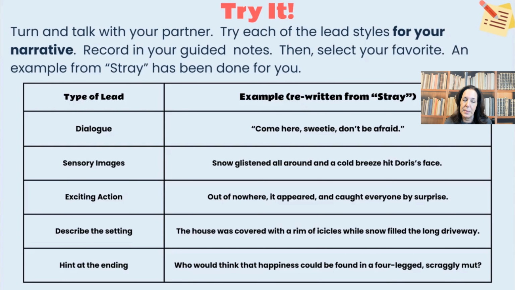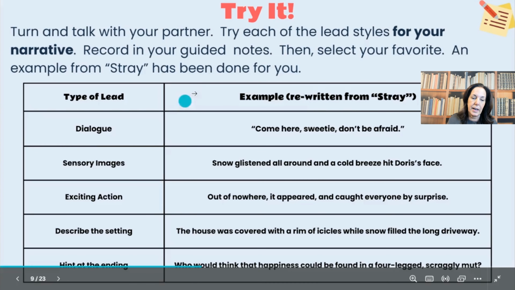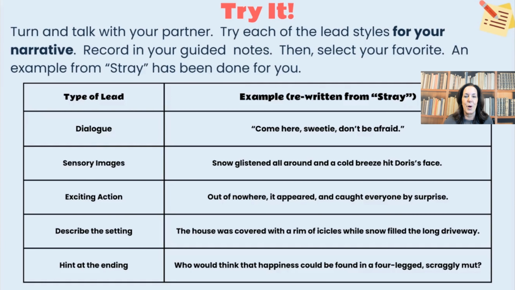You could describe the setting. The house was covered with a rim of icicles while snow filled the long driveway. A hint at the ending. Who would think that happiness could be found in a 4-legged, scraggly mutt? Okay, so pause my video. You're going to go into your guided notes if you have them, but you will try one of these different styles of leads, just like I did, but you'll do it for your narrative. So pause my video and turn and talk.